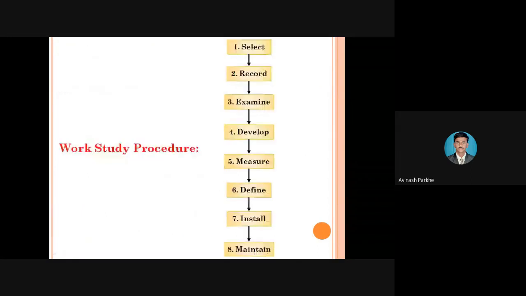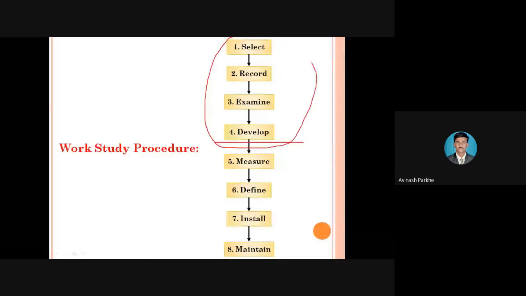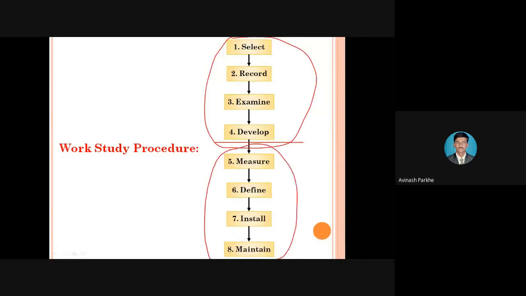Now, work study procedure. This procedure we have discussed in chapter number 1 also. Work study is further divided into 2 types, method study and work measurement. From step number 1 to step number 4, these 4 steps are called method study. And from step number 5 to step number 8, this concept is called work measurement.